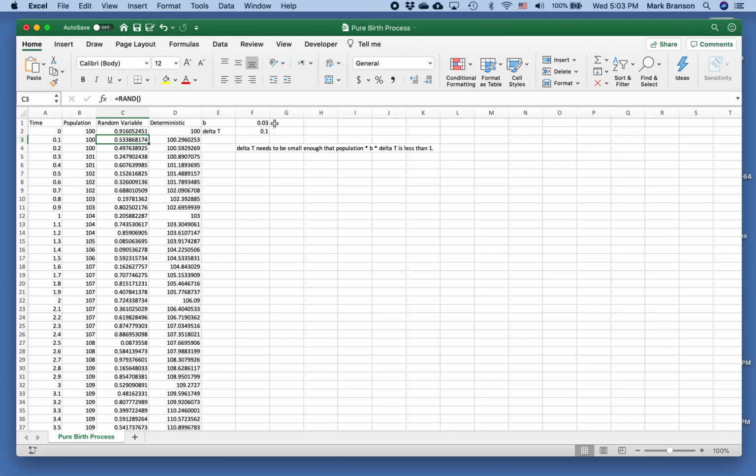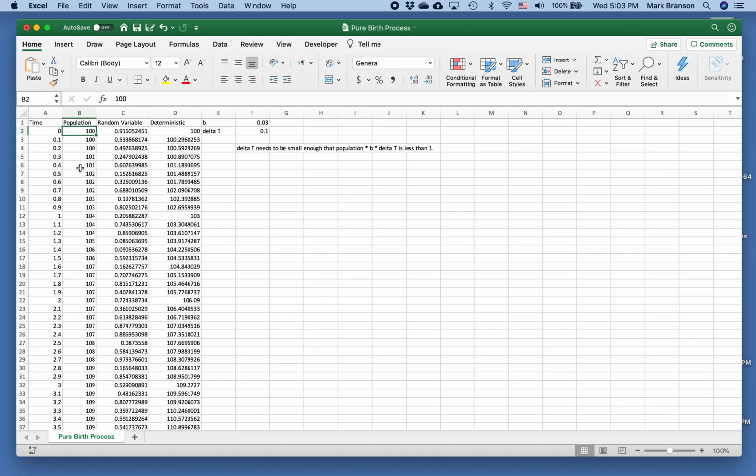So B is a growth rate of 3%. Delta T is 0.1, so we're doing a time step of 0.1 years, whatever you want your units to be. Okay? And I'm starting with a population of 100. We don't have to start with a population of 1 with a pure birth process. You can start wherever you want.